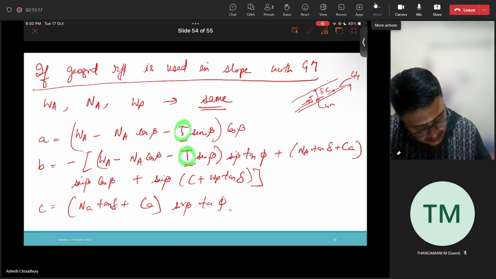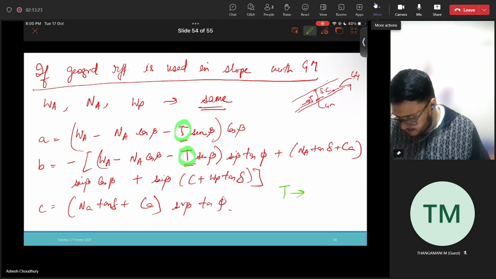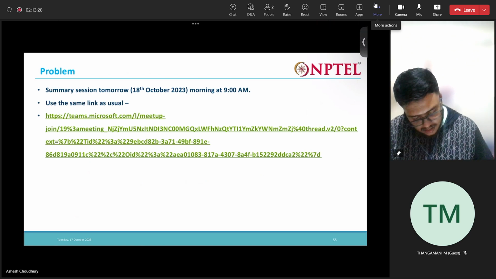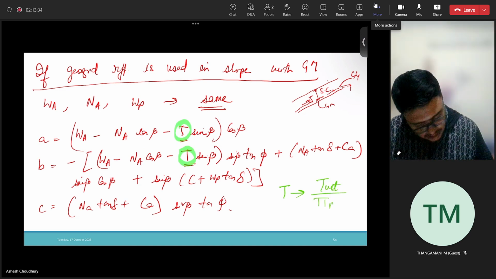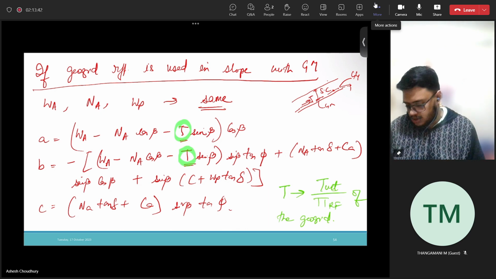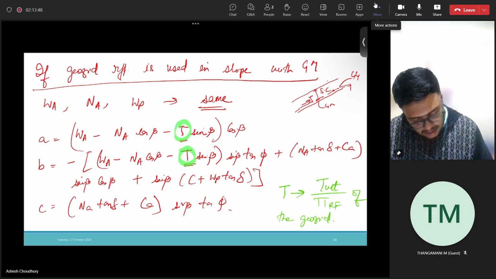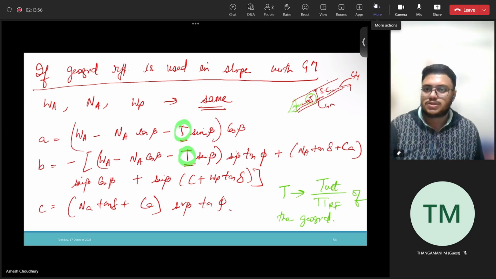What is this T? T is nothing but the T ultimate by the cumulative reduction factor of the geogrid. Okay, this change will just come there. Other than that, all the things will be the same. That this T will be coming into the picture.